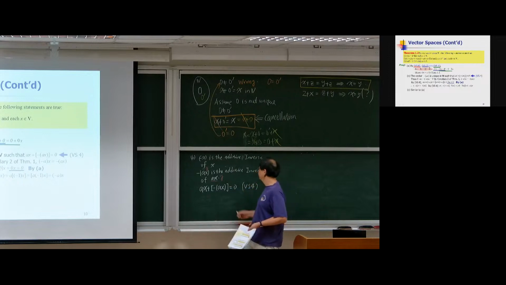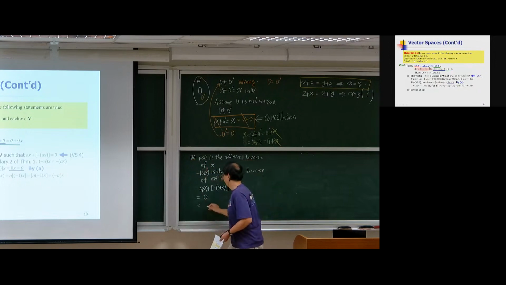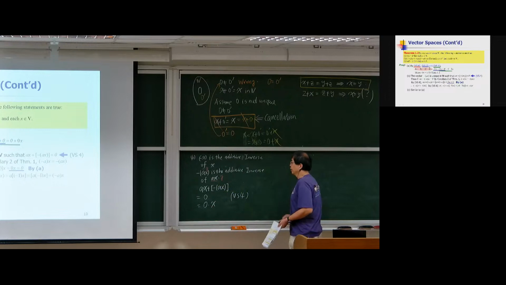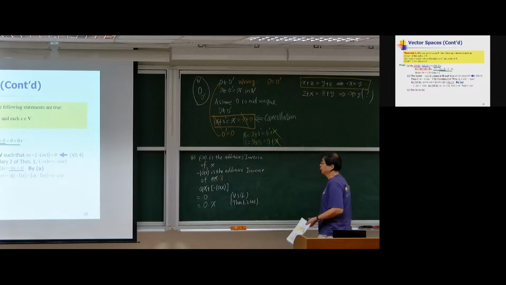And also, maybe I will write it this way. Equals 0. That is from VS4. And then from theorem 1.2a, the zero vector equals 0 times x. So that is theorem 1.2a, which we have just proved.